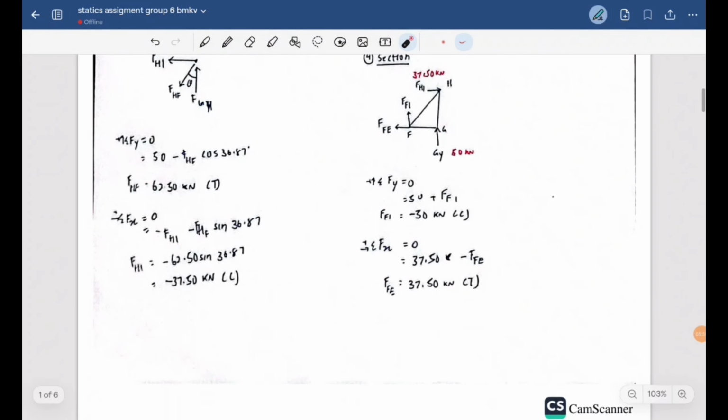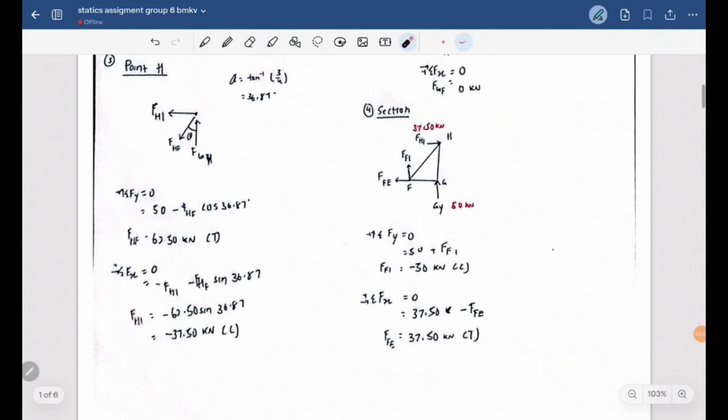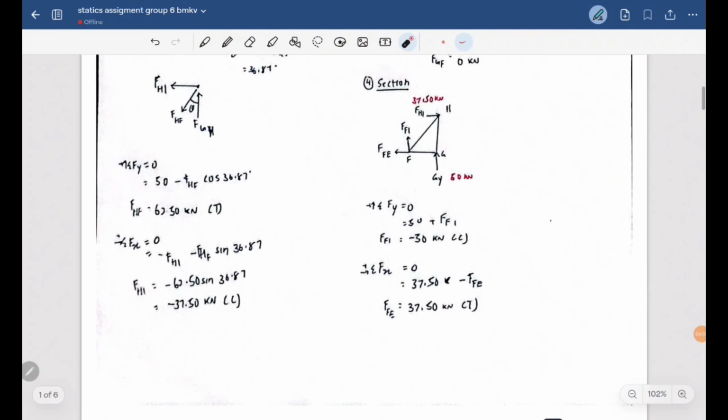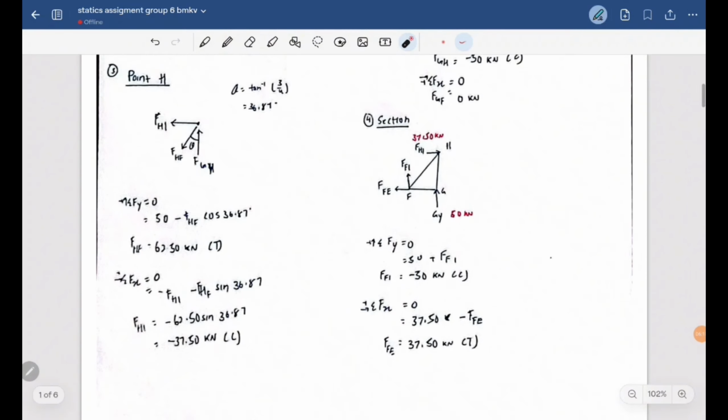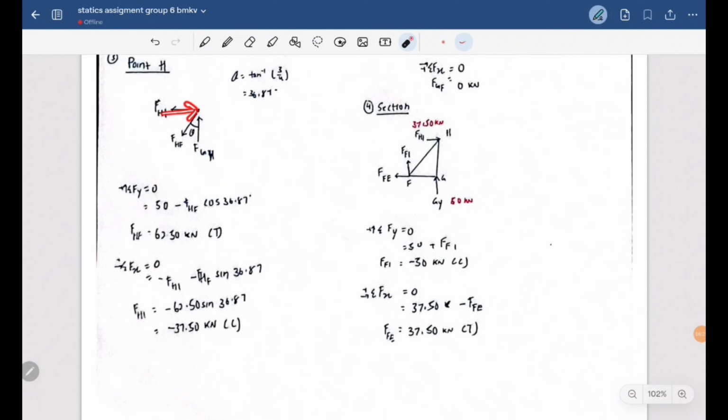It's still the same step. Total Fx equal to 0. So for Fx we have FHI and FHF sin theta. Both of them are to the left, so it is negative. And we will get FHI equal to negative 37.50 kilonewton compression. So like this for FHI.